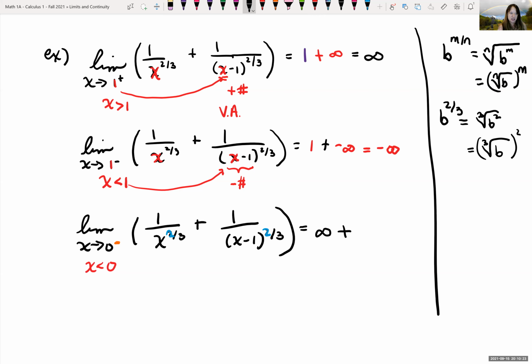Plus, I just need to make sure that this is not an infinity minus an infinity, because that's an indeterminate form. But if I plug in a number less than 0, close to 0, minus 1, that's still a number less than 0, which is negative. But I'm again squaring it. So I can reason to myself, well, that negative squared is going to be positive. So this piece is also going to positive infinity.